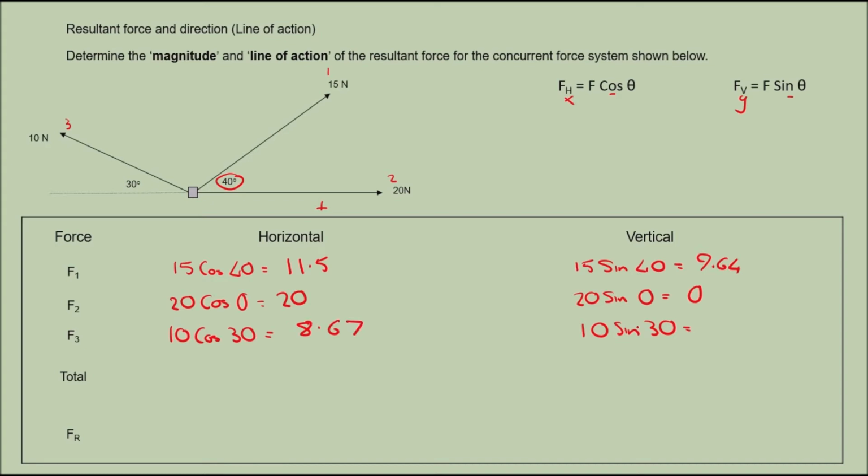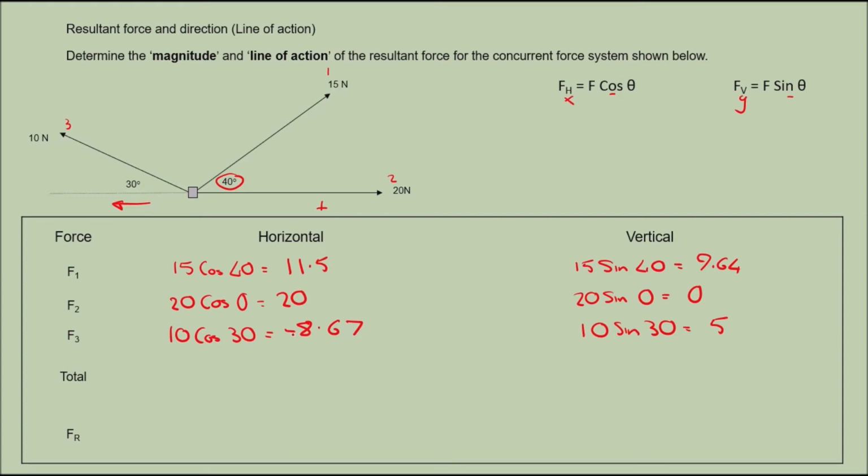8.67 on this side, and then 10 sine 30, we should have 5. Now I'm going to come back to my force system again, and if you remember rightly in our last videos and our last learning, any forces that are going towards the left along the horizontal axis are negative forces. So therefore this answer must have a negative in front.